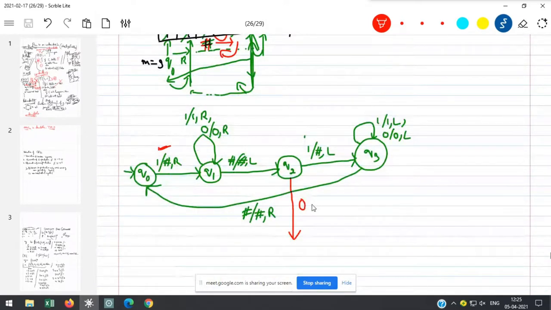So this 0 will be converted to 1, and then it's up to you whether you want to move towards the right side or left side. And then I'm going to write here Q accept state.